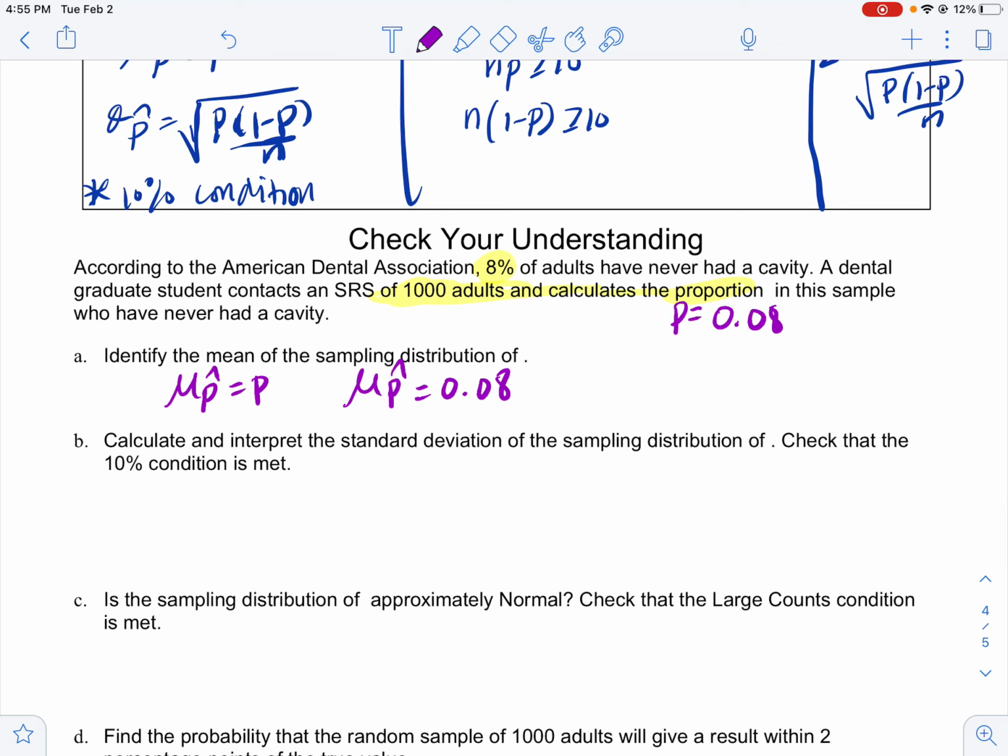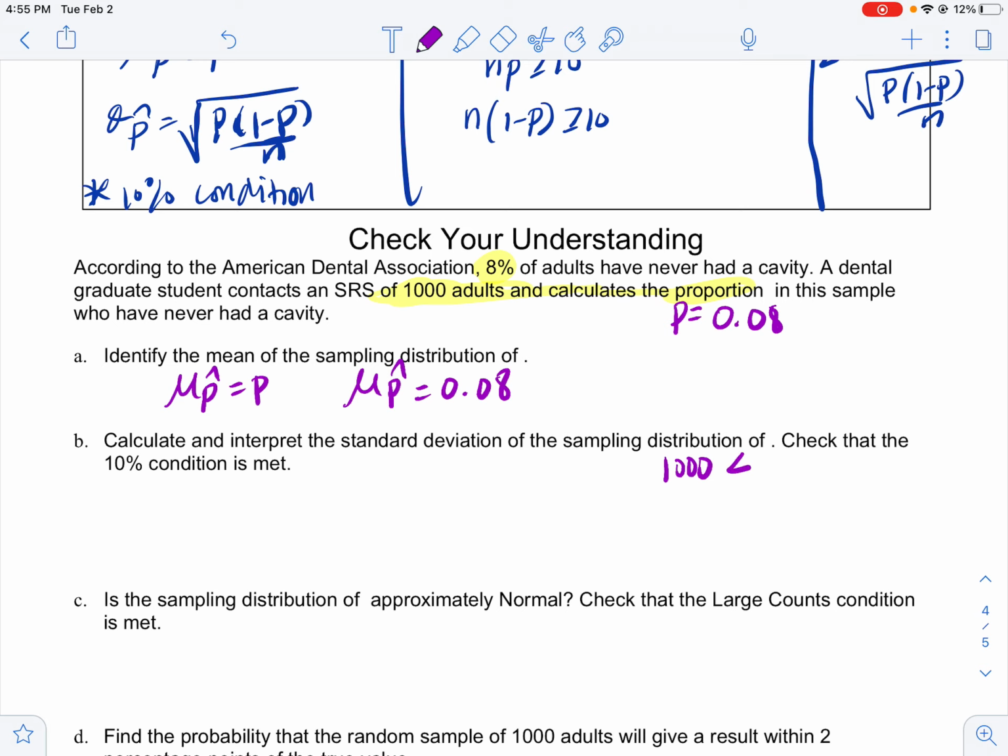Moving on. Calculate and interpret the standard deviation of the sampling distribution. Check that the 10% condition is met. Let's check if the 10% condition is met first. We're taking 1,000.